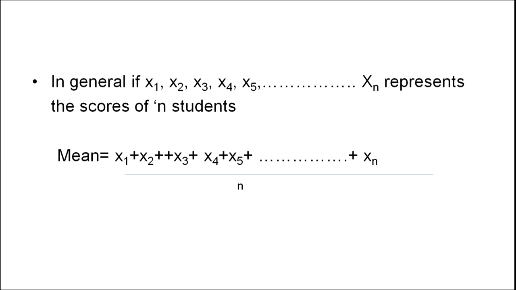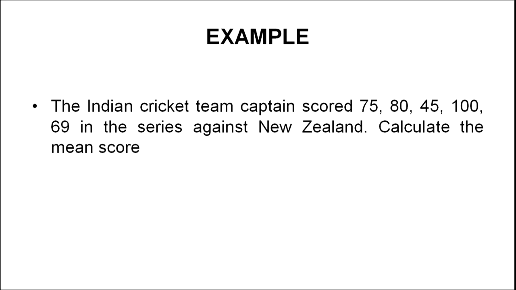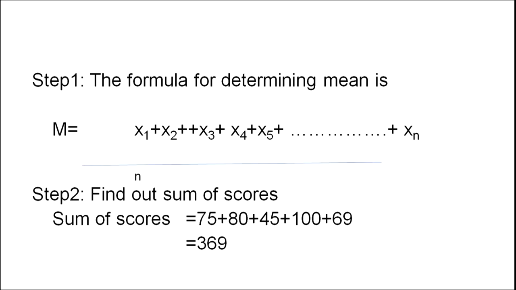In general, if x1, x2, x3, x4, x5, etc. up to xn represent the scores of n students, mean is equal to x1 plus x2 plus x3 plus x4 plus x5 plus etc. up to xn divided by n. As an example, let us take the Indian cricket team captain scored 75, 80, 45, 100 and 69 in the series against New Zealand. Calculate the mean score. Step 1. The formula for determining mean is mean is equal to x1 plus x2 plus x3 etc. up to xn divided by n.